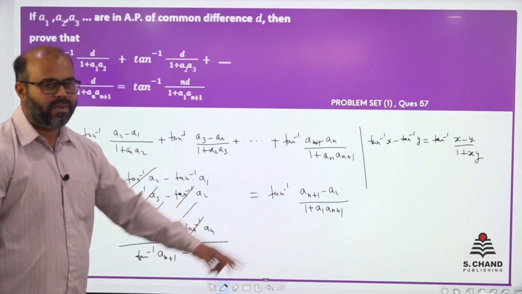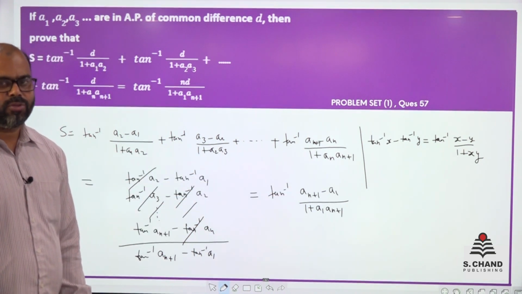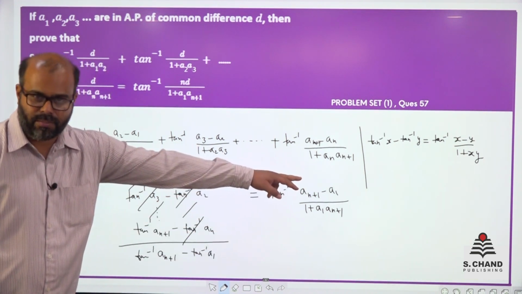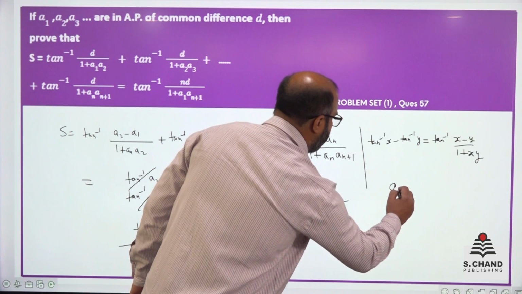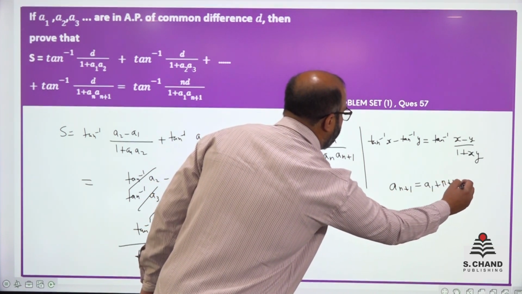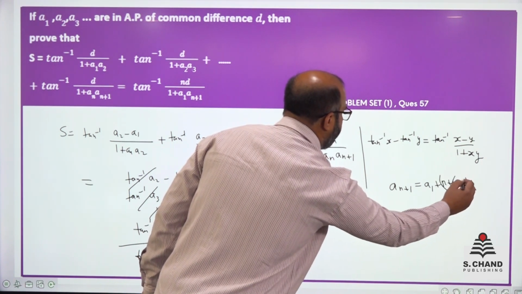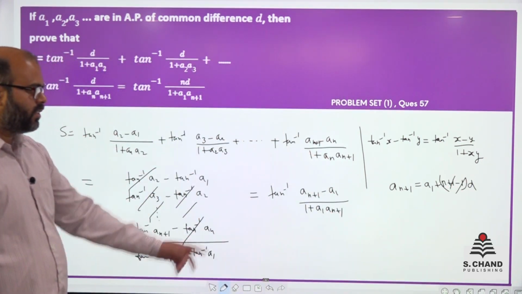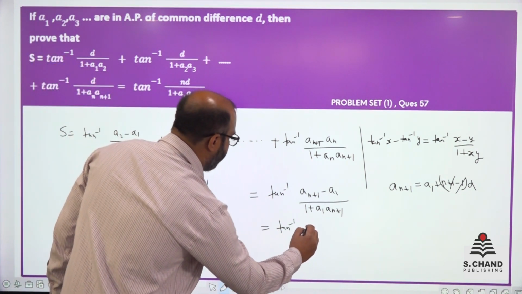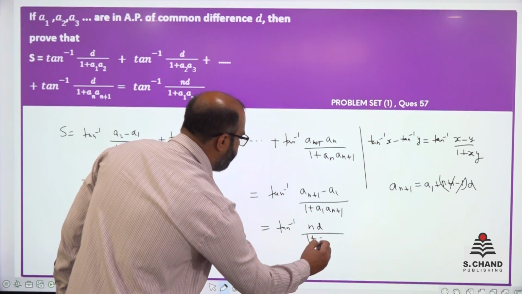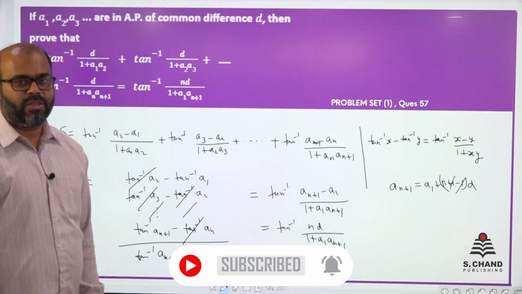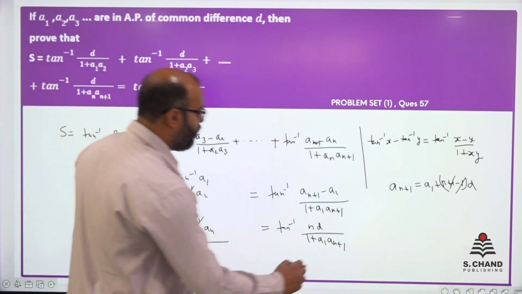Now what is an plus 1 minus a1? That is n times the common difference, because this is the n plus 1th term, that is the first term. We know that n plus 1th term is equal to first term plus (n plus 1 minus 1) d. So 1 will cancel. You can say that the numerator is d actually. So this is tan inverse of nd, not d but nd, upon 1 plus a1 an plus 1. Now as you can see in the question, this is what we had to prove. So finally we have proved this.